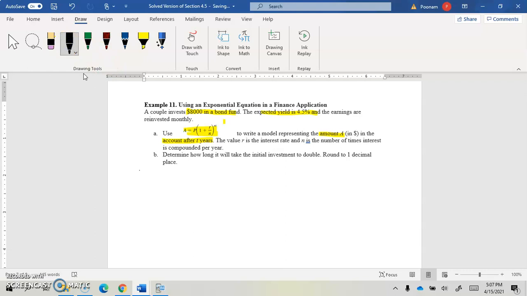So we are given the principal, it's investing $8,000, and the interest rate R is given to be 4.5%, which in decimal would be 0.045. You can divide by 100 to get that. Here the sentence also says reinvested monthly. That means the number of times interest is compounding is monthly, so n would be equal to 12.